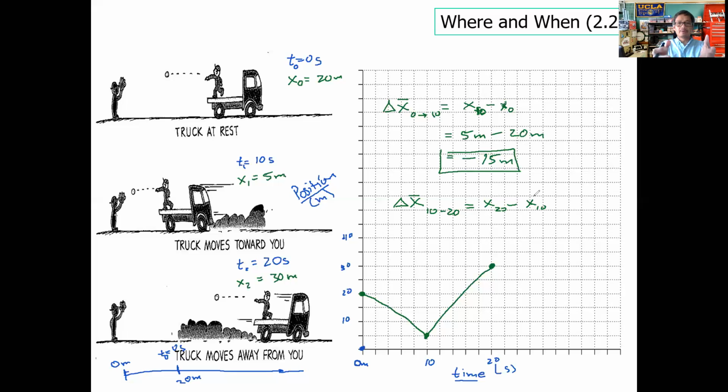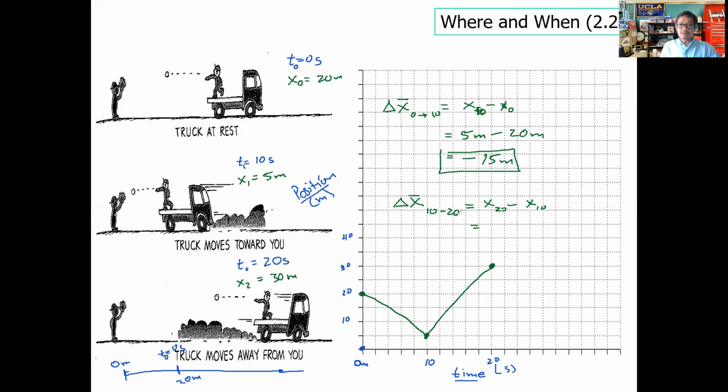Make sure on your paper, solve for the displacement for this particular truck as it moves from 10 seconds to 20 seconds, for that final time interval. Take about a minute to calculate this, and then when we get back, I'll do the work for you. On your paper, show me what the displacement is from 10 seconds to 20 seconds. All right, let's take a look at this.